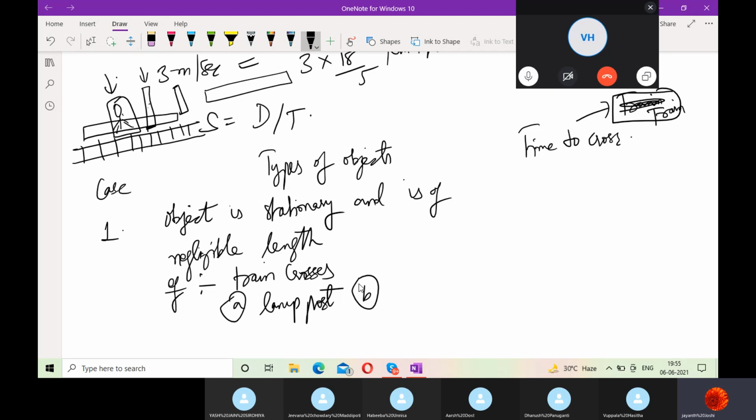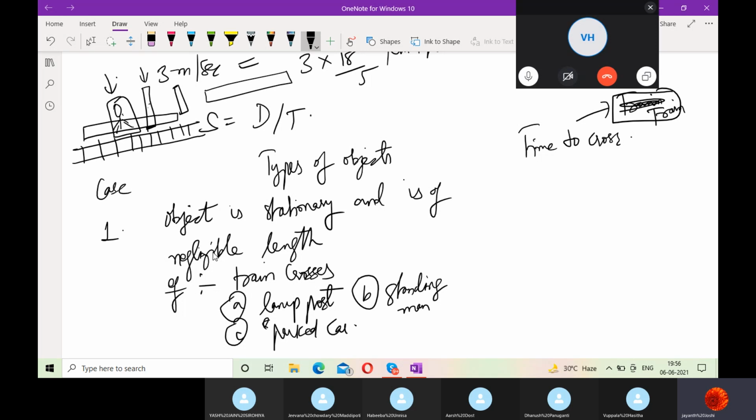B, a standing man. And in some cases you can take a standing car also, like a parked car. So all these are examples of objects which are stationary, which don't move, and they don't have length at all. That means when compared to the train, they have very small length, negligible length. Negligible is almost like it cannot be considered as a length at all when we compare with the length of the train.